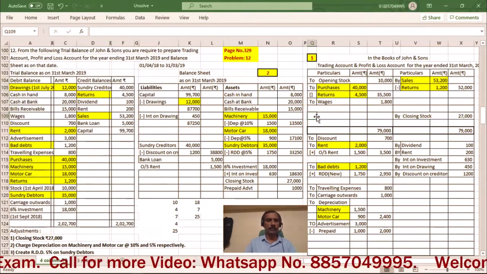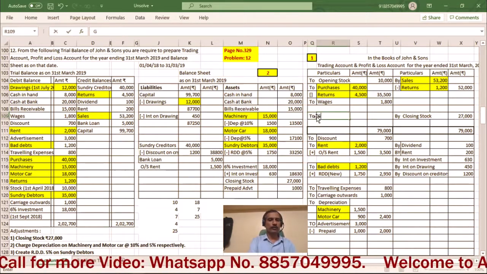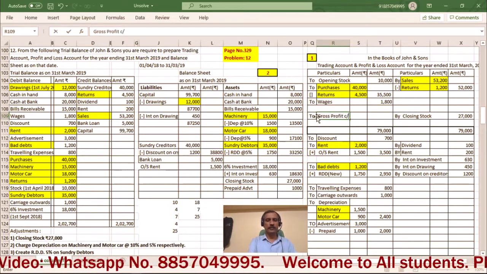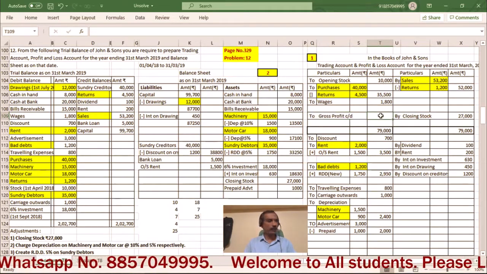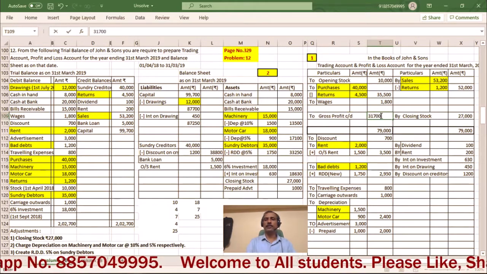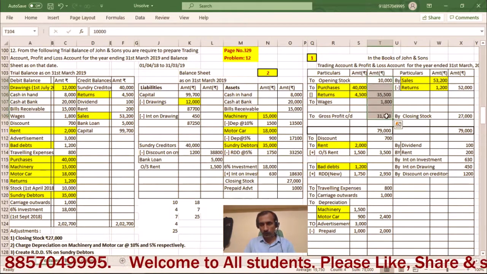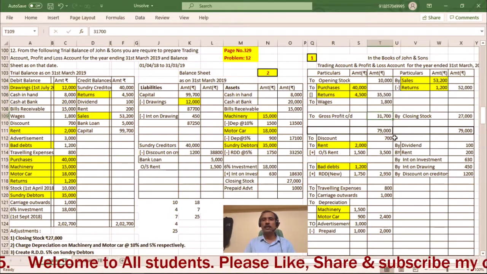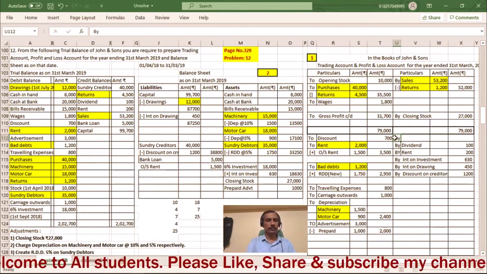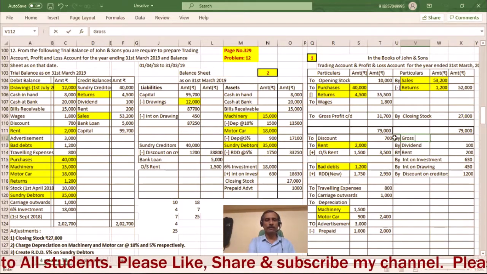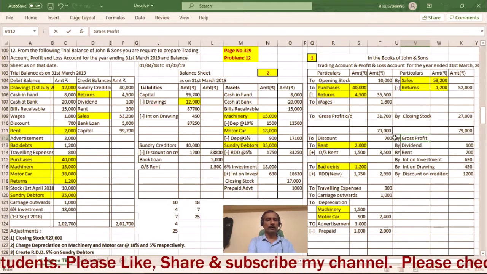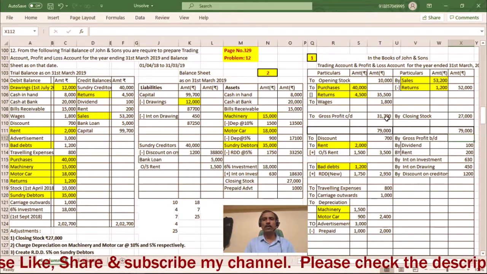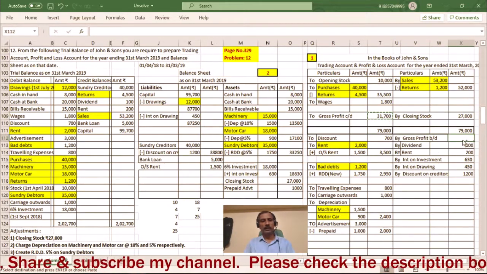Write down here gross profit. Gross profit c/d means carried down. The amount will be 31,700. Let me check. Total will be 79,000. Now this balance should be transferred to the credit side of the profit and loss account. So write down here gross profit brought down. When we show it on the credit side of the profit and loss account, we write brought down. So c/d, then here write b/d.